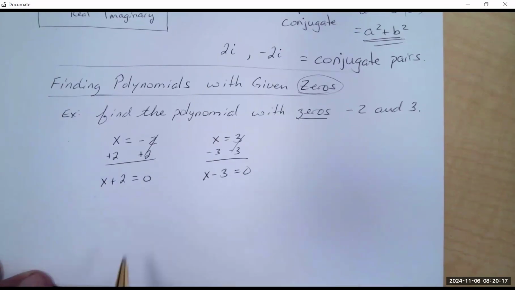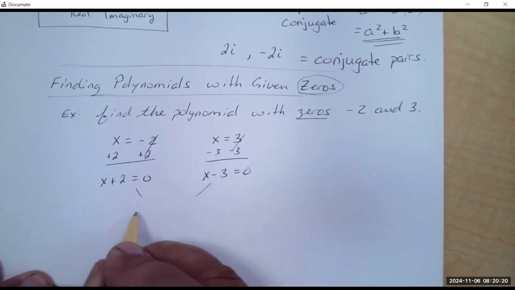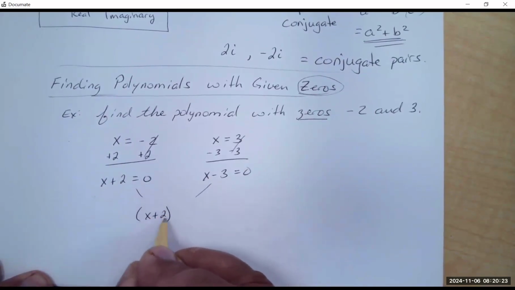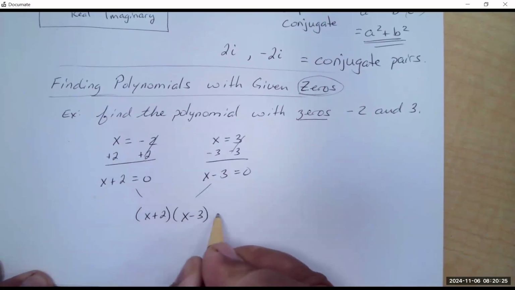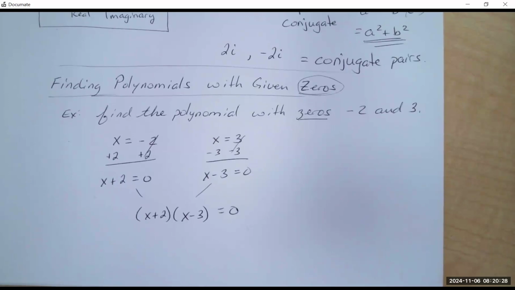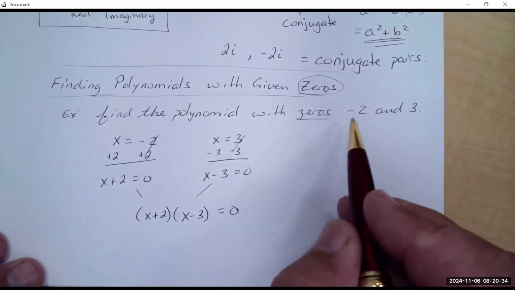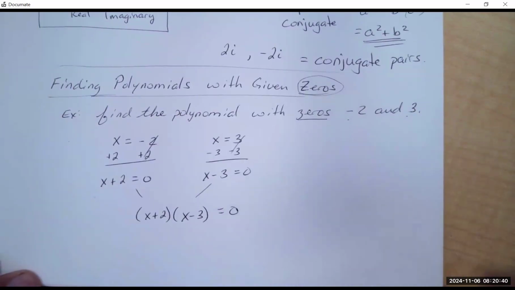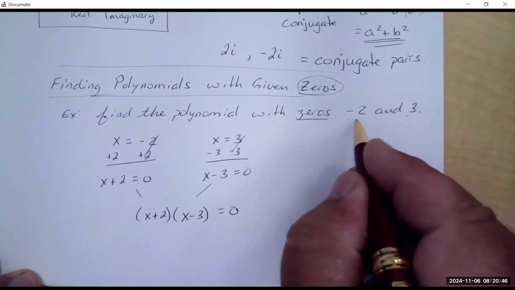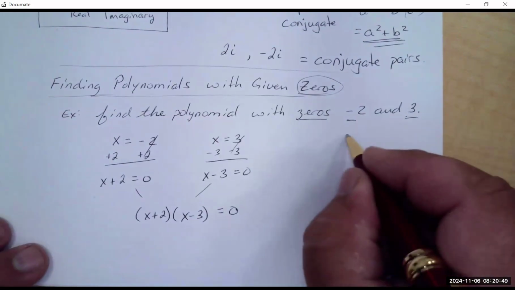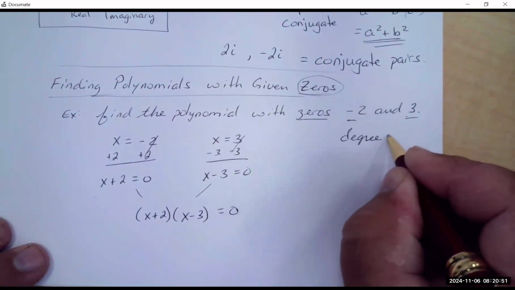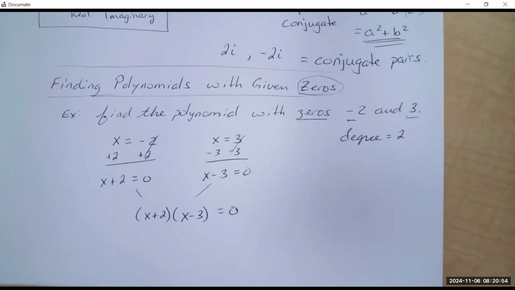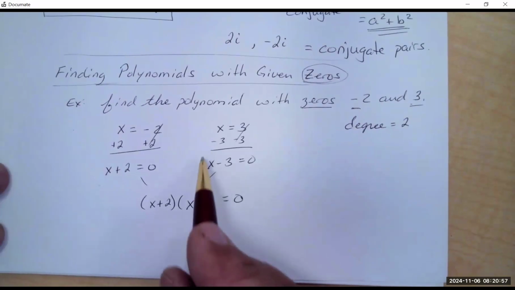These are my zeros. Now I combine these two. I take x plus 2, x minus 3, and they equal 0. Remember, since we have two zeros, what kind of equation are we going to have? What's our degree? Yeah, the degree is the number of x-intercepts you have. So the equation is degree 2. Means it's quadratic. This is where it's coming from.